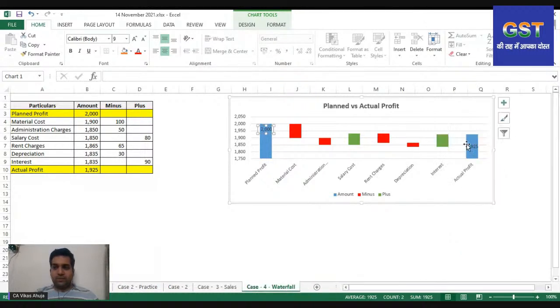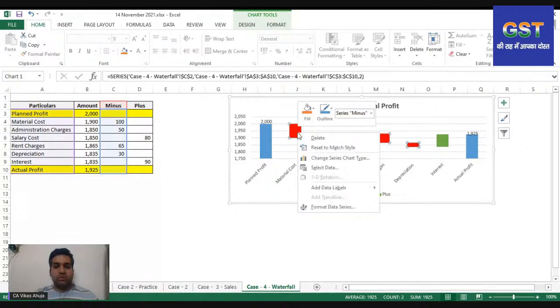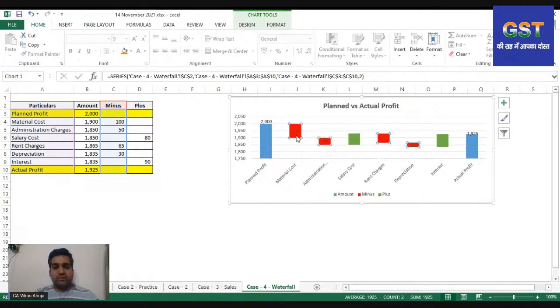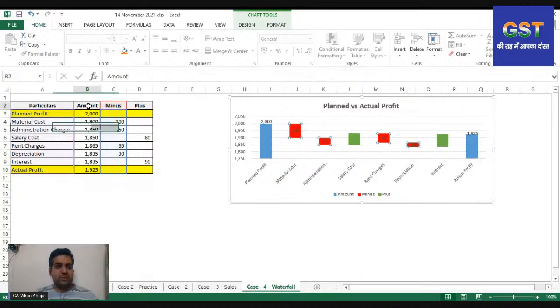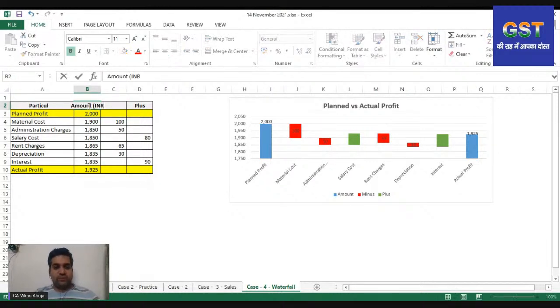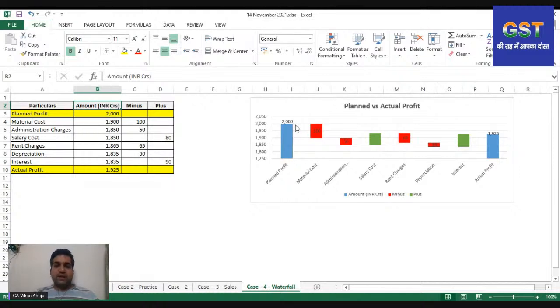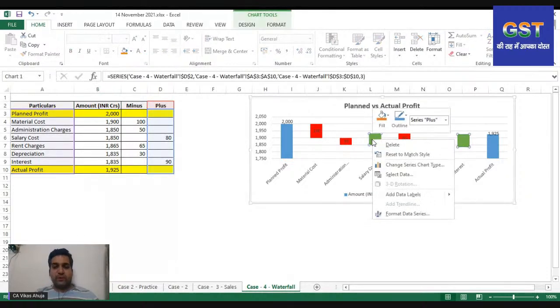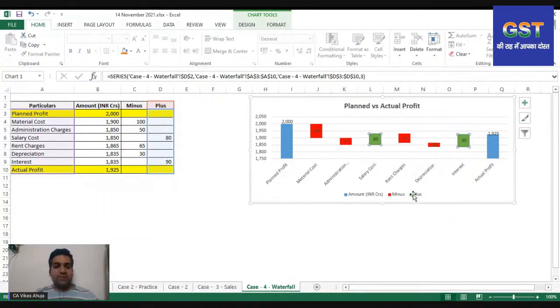Okay. Similarly, we put this here. And on this, what are the pluses and minuses that are happening? Like this is dragging my number down by 100 or 50. This could be crores, right? So I can put here amount in crores. So this is dragging my profit down by 100 crore, and administration cost is dragging it down by another 50 crores. Salary cost is favorable to me, so what I planned is 80 is lesser than what I planned.